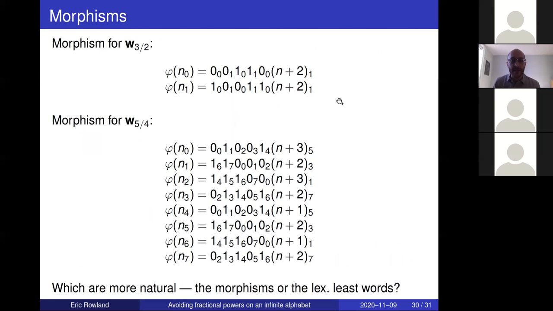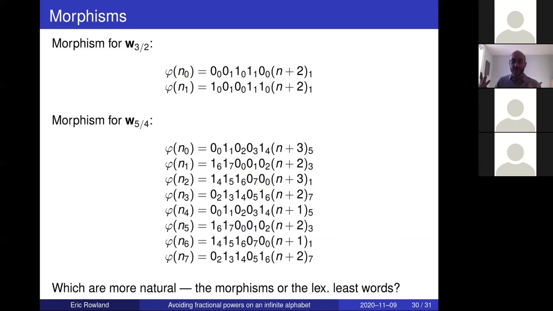Let me just end by putting up the two morphisms for 3/2 and 5/4 on the same page. So these are both 6-uniform morphisms. So both of these words are 6-regular sequences. I don't know if that's a coincidence or if there's something there. In some sense, maybe it's the morphisms that are more natural than the Lex-Least words. The Lex-Least words are starting to have all this junk on them, these prefixes, and they're not easily describable as fixed points of morphisms in some cases. So maybe it's the morphisms that are really the more natural thing to be asking about, but I don't know what the right question is.